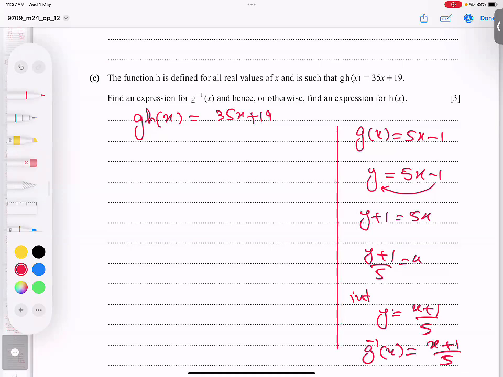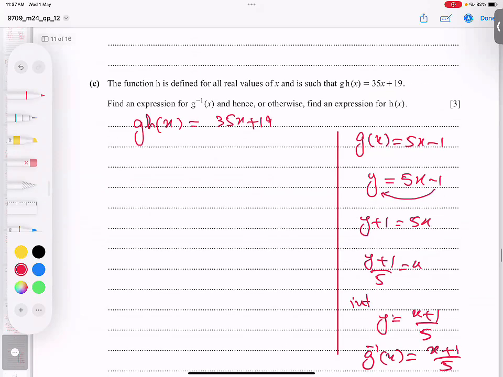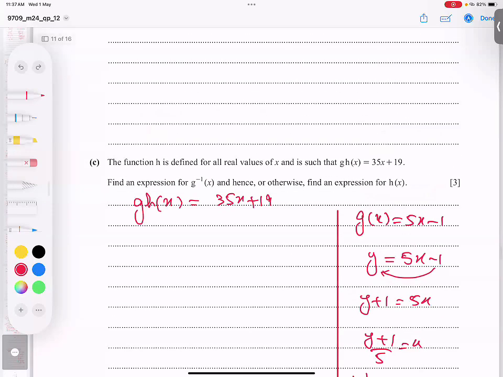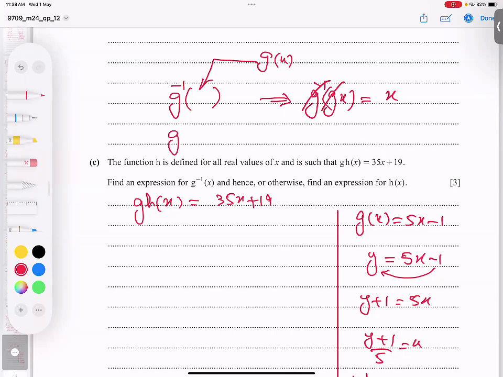Now I'm going to tell you a simple rule, students. This is a very important rule. The basic criteria is what we are looking for, h of x. When I plug g of x into g inverse, it will turn to this format, and the end answer will cancel out and be x. So if I have a g inside g inverse of x, they will cancel out, and I will get x.